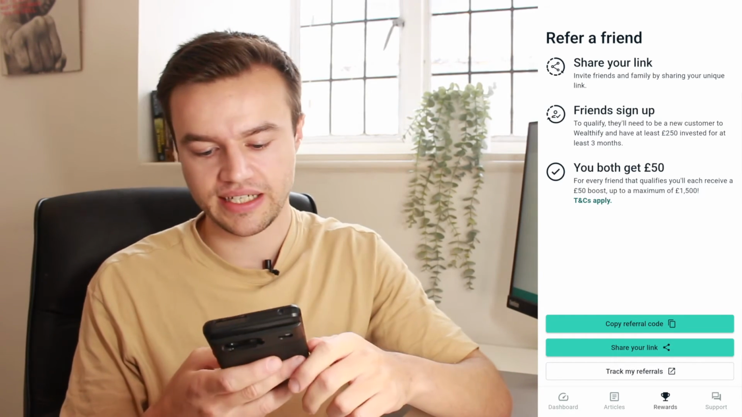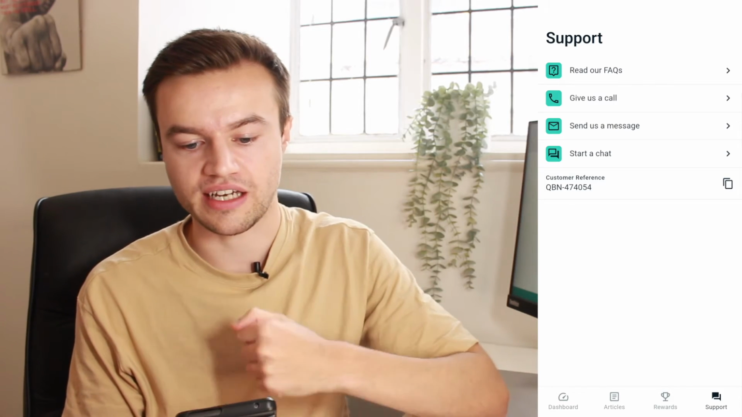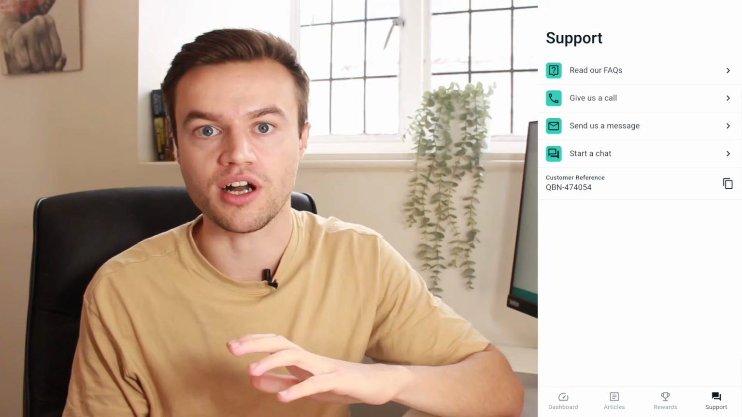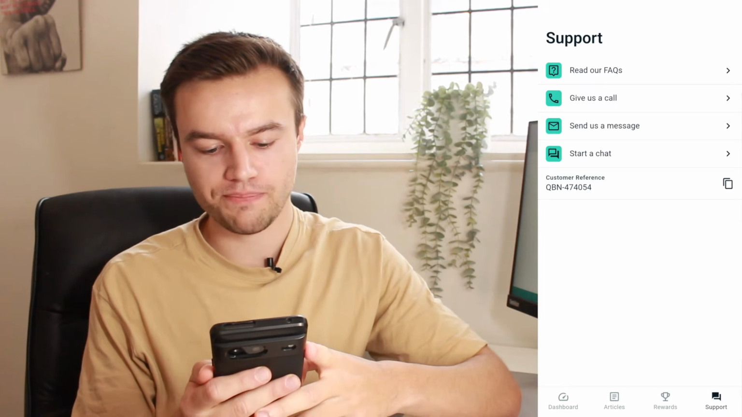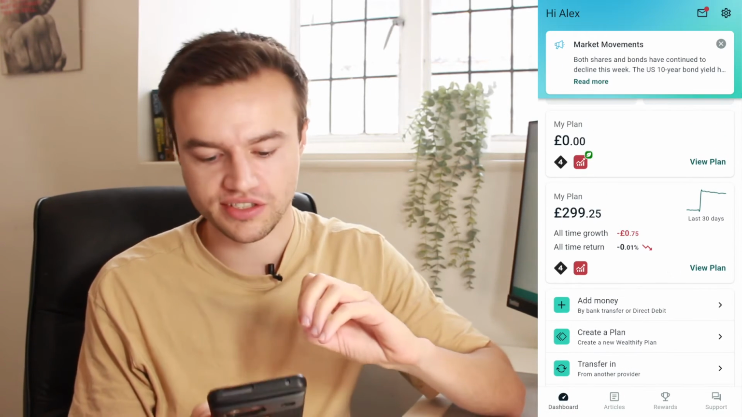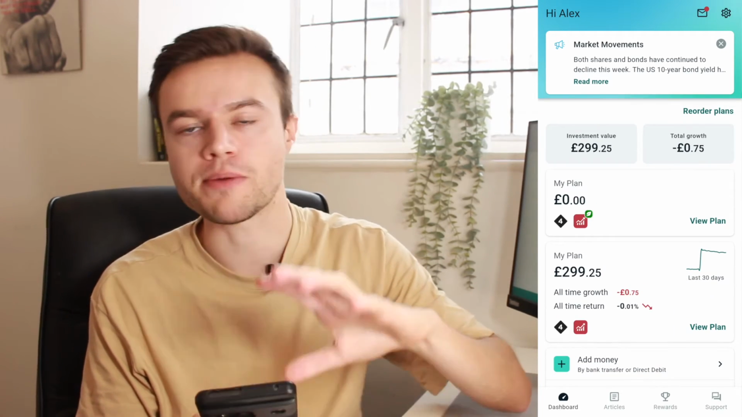The last tab here is support, and Wealthify has a live chat, it has a call line, it has FAQs. So it has good support options to answer all your questions. So if we head back to dashboard, let's take a look at the process of creating a plan via their app. And after that, let's take a look at what that plan would look like, how you can manage the plan by looking at my own plan at the moment.